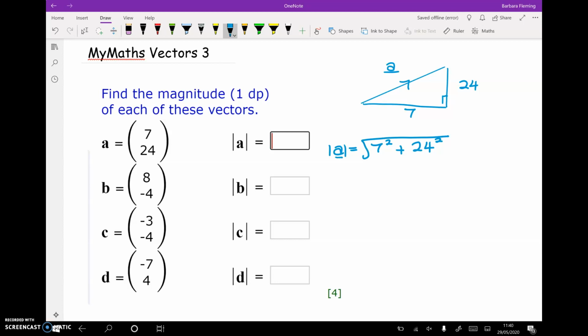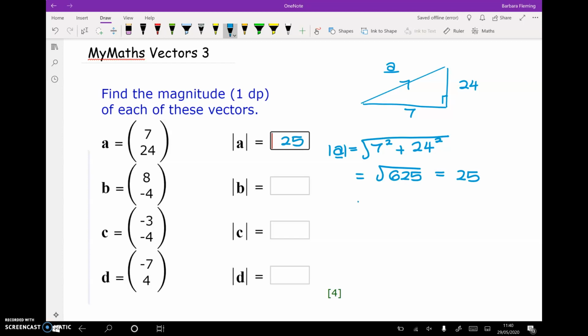Now you can just type this whole thing into your calculator or do it in stages. I might do my 7 squared plus 24 squared. So that gives me the square root of 625. And if I type that into my calculator, I get the answer 25, so no rounding required for that one.